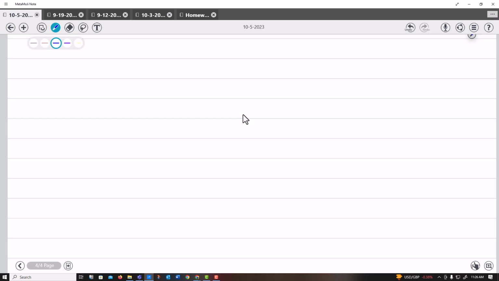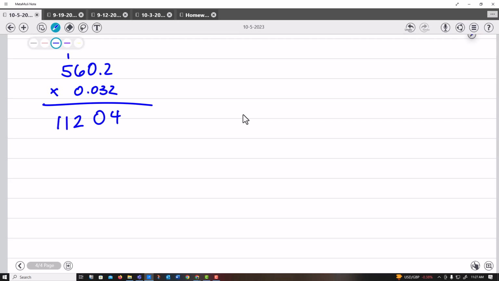So next I can see some multiplication with decimals. So if I have something like 560.2 times 0.032, all right, so I'm looking at multiplying these. So I just first straight multiply. So 2 times 2 is 4, 2 times 0 is 0, 2 times 6 is 12, carrying my 1. 5 times 2 is 10, add that 1.